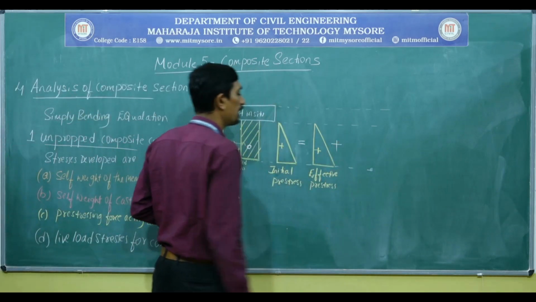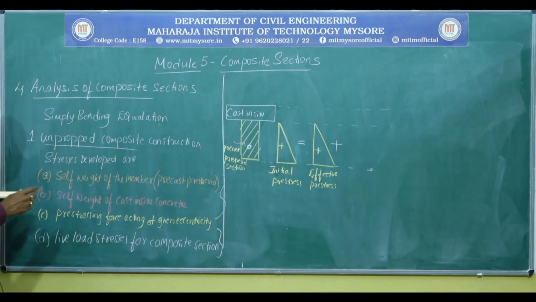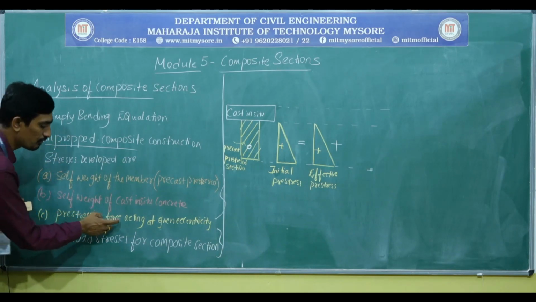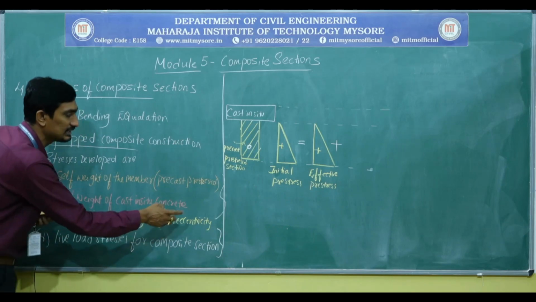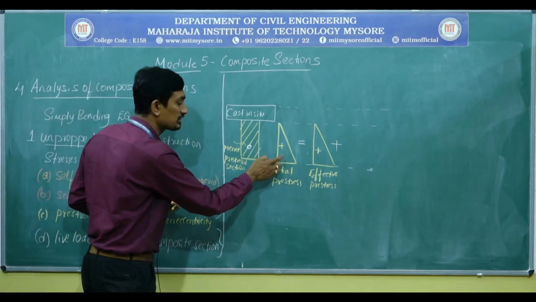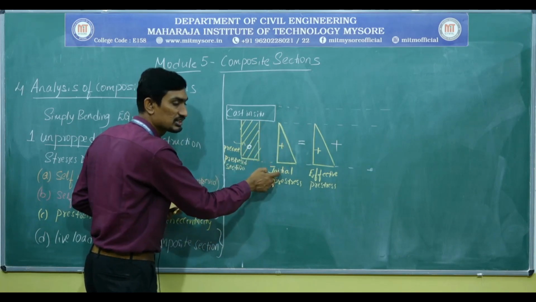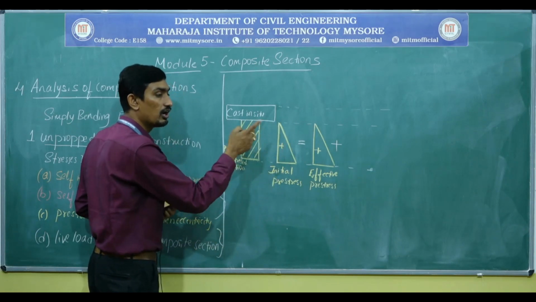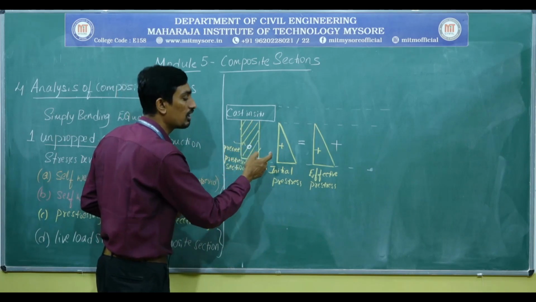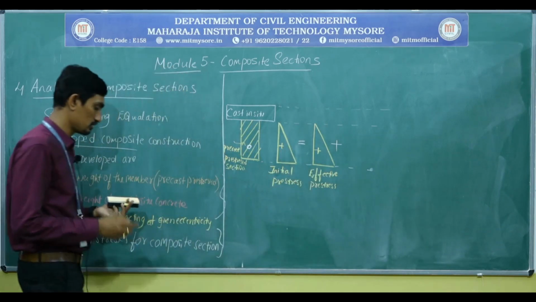So next, we move on to this. Whatever the effective pre-stress that has been written, this is one: pre-stressing force acting at given eccentricity. Because of this, the initial pre-stress will be considered. If the losses are encountered, because of that it will be the effective pre-stress. So this is over now.